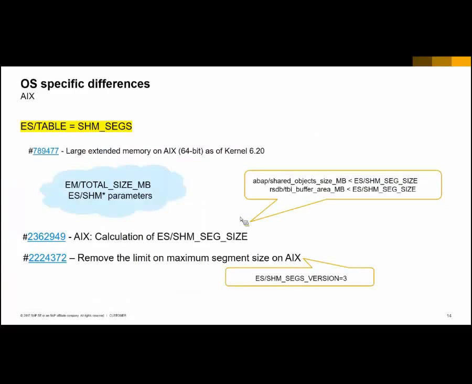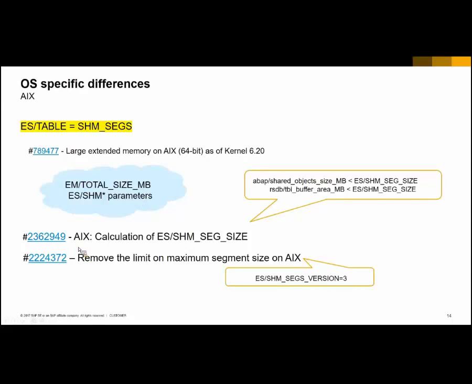Let's start with AIX servers. As we have seen, parameter es/table should be set to SHM_SEGS, which switches to the alternative implementation of the extended memory. In this case, extended memory size is defined by this parameter em/total_size_MB. The amount of segments and each segment size can be set automatically using profile parameters mentioned in this note.